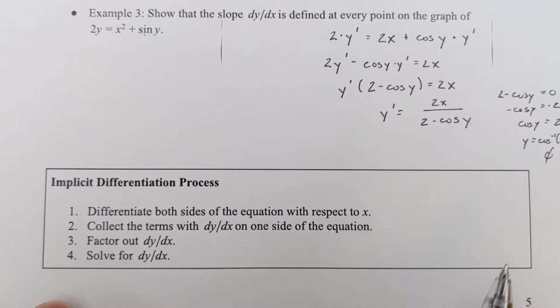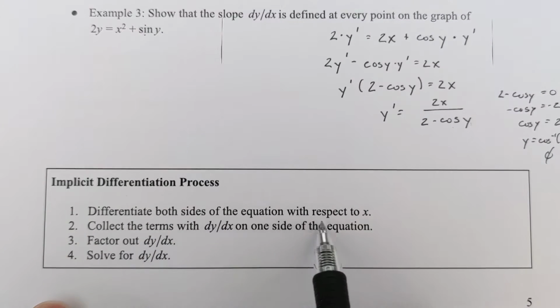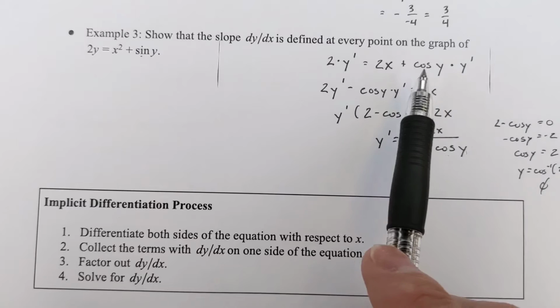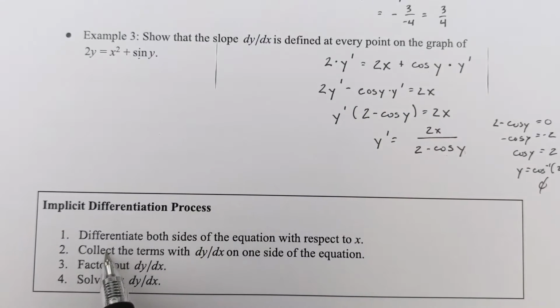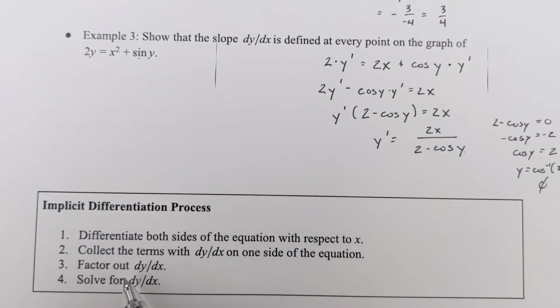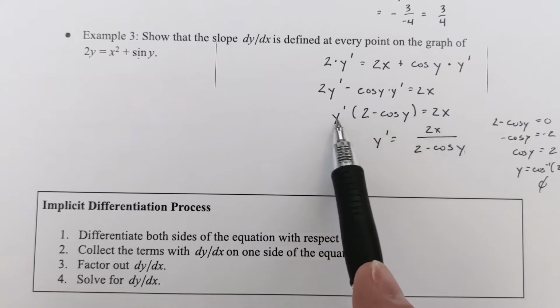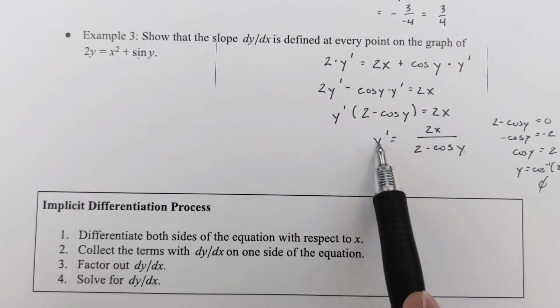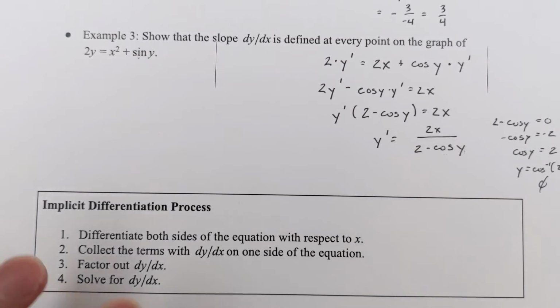Down here at the bottom, we have the steps. Differentiate both sides with respect to x, which is this step here. Take the derivative. Collect the terms dy dx, or the y prime, on one side of the equation. So that's that step. Get all the y primes on the left. Factor out the y prime. That's that step. And the last step, solve for dy dx by dividing the quantity across.